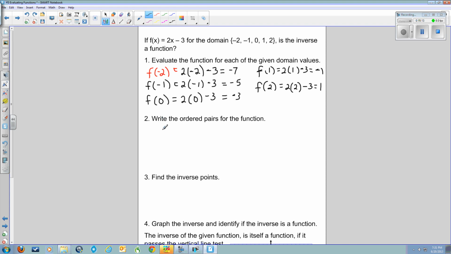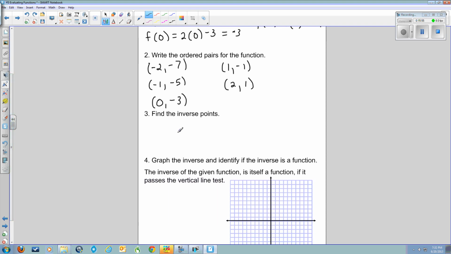Now we want to write the ordered pairs. So remember, we started off by plugging in negative 2, and we got negative 7 for our answer. The next one, we plugged in negative 1 and got negative 5 for our answer. Next, we plugged in 0 and got negative 3. Next, we plugged in 1 and got negative 1. And lastly, we plugged in 2 and got positive 1 for our answer.